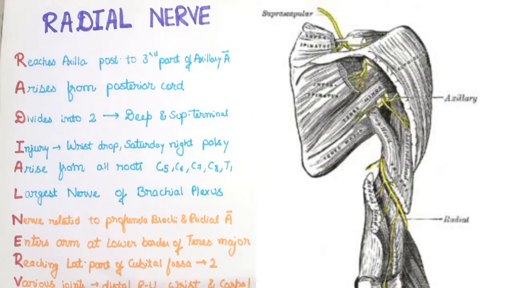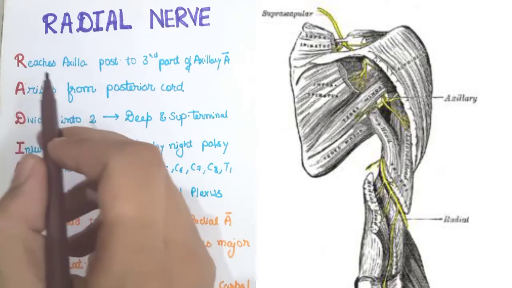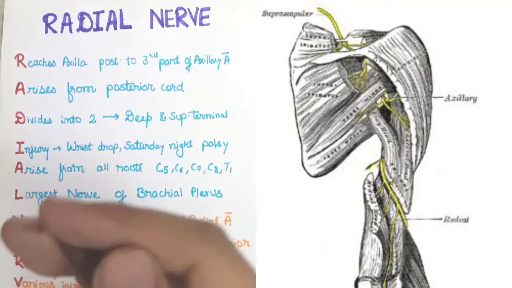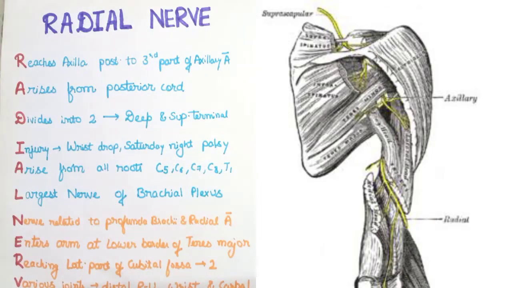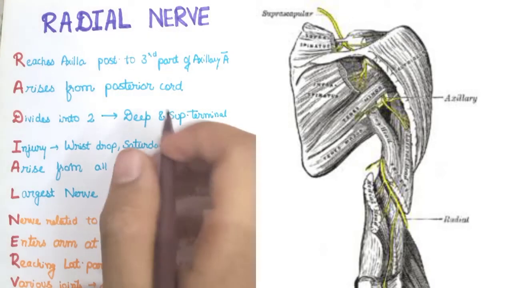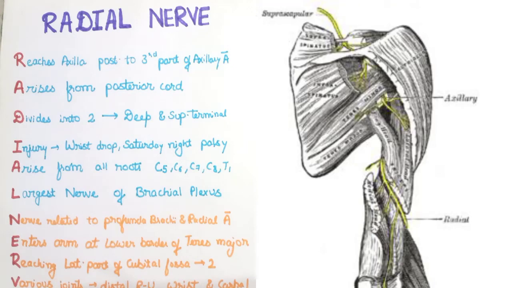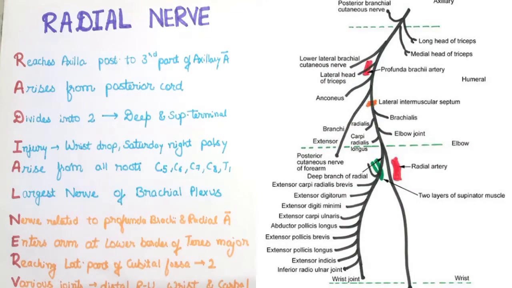So the very first letter, the R, stands for the radial nerve reaches the axilla posterior to the third part of the axillary artery. As you know, the cords of the brachial plexus are related to the axillary artery. So the radial nerve reaches the axilla posterior to the third part of the axillary artery. Next, the letter A stands for it arises from the posterior cord. It's a very important point, and you should always remember that the radial nerve arises from the posterior cord.